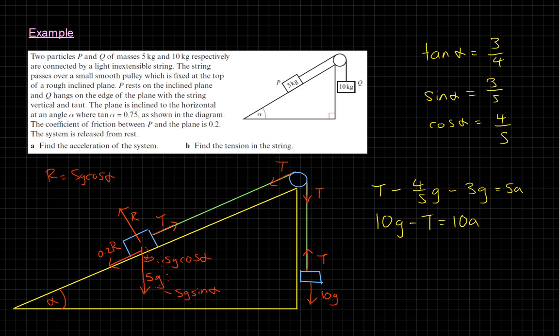If I get my calculator, I'm going to do minus 4/5 times g, minus a further 3 times g. I get minus 37.24. And 10g, that's just 98.